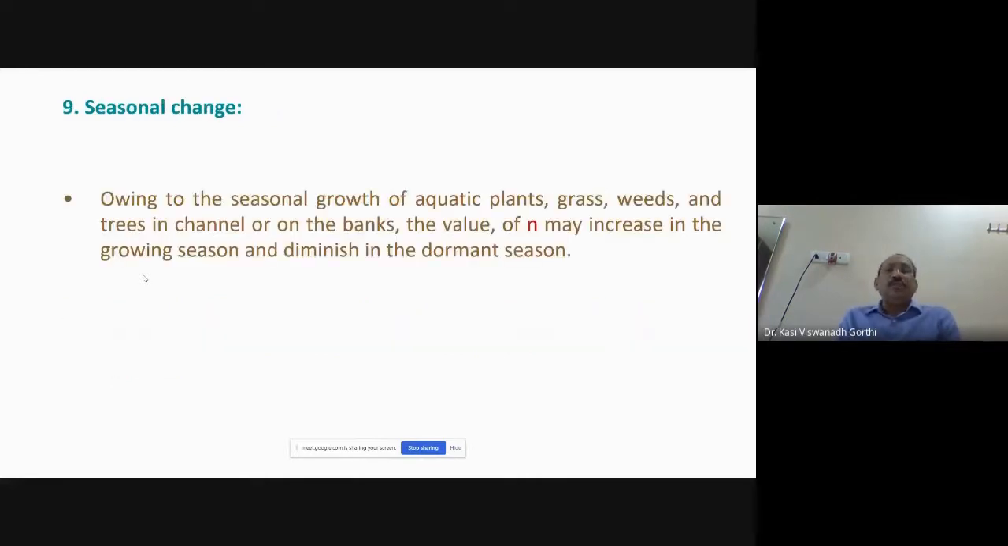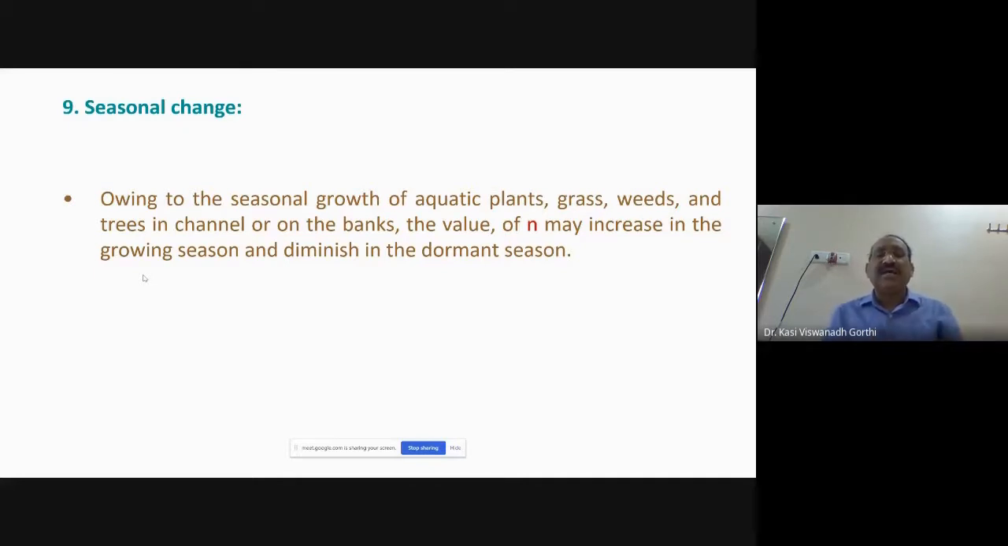Seasonal change. Owing to the seasonal growth of aquatic plants, grass, weed, and trees in the channel or on the banks, the value of n may increase in the growing season and diminish in the dormant season. So seasonal growth, as I have been indicating, all through the year there may be no water in the canal. Or similarly, all through the year there may not be the same amount of stage and discharge in the river. It may be varying. During the monsoon period, huge discharge may be flowing in the rivers. During the non-monsoon period, very low discharge may be flowing.